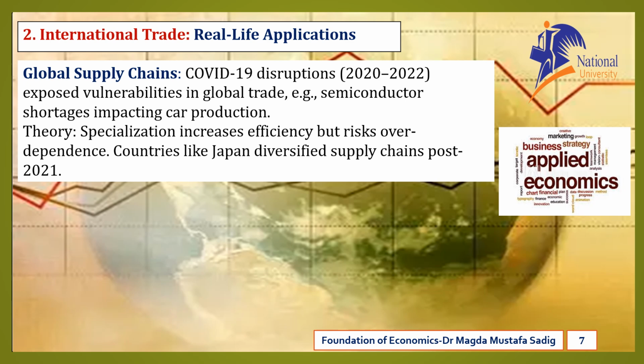Semiconductors, essential for electronics and automobiles, were in short supply, severely affecting global car production, leading to factory delays and rising prices. According to economic theory, specialization and trade increase efficiency. Countries focus on producing what they do best and trade for the rest. However, this efficiency comes with a risk. Overdependence on a few international suppliers can create fragility in the system.